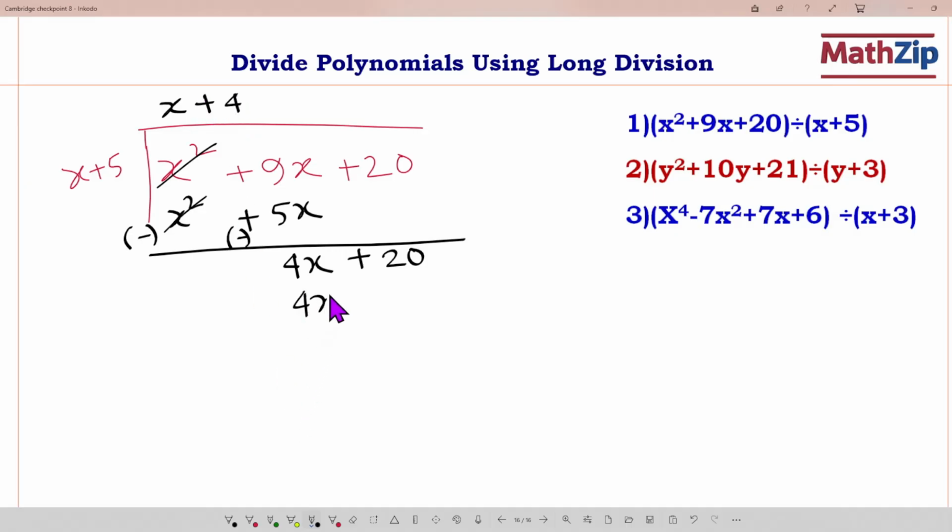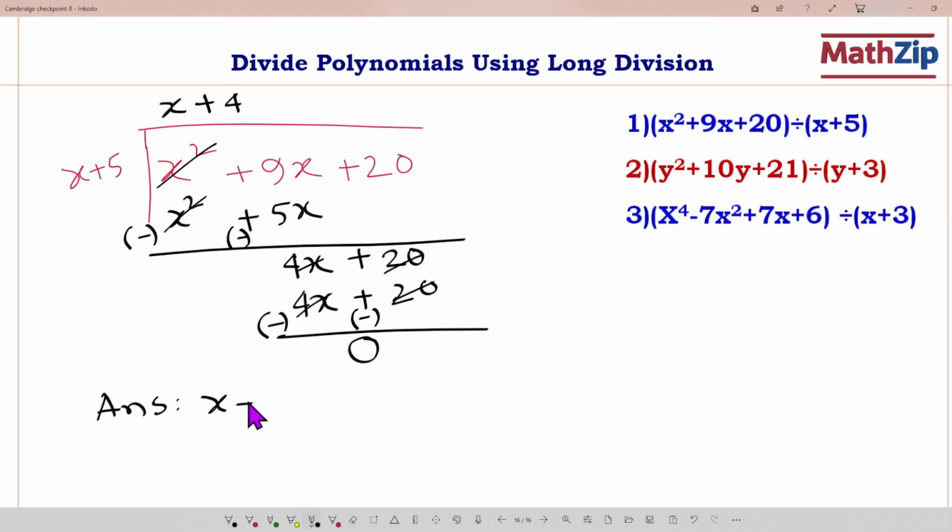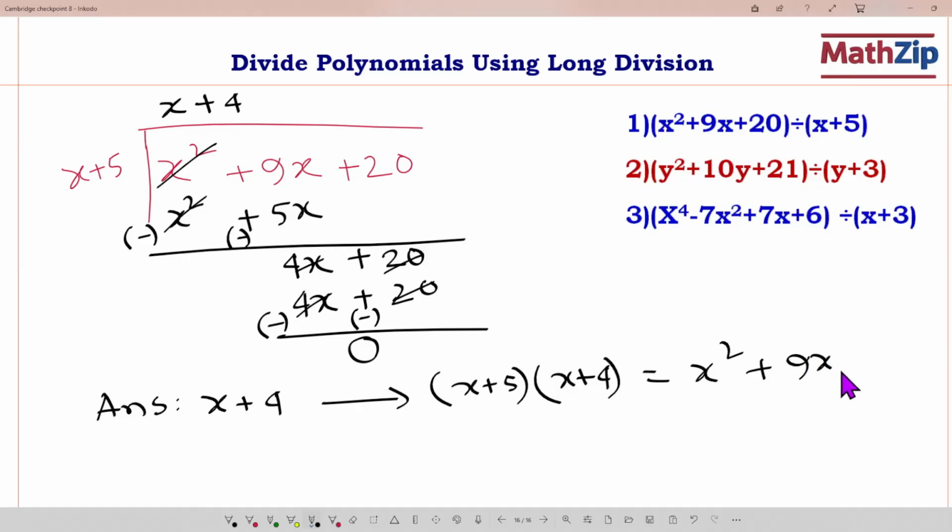So here is 4x. 4 times 5 is 20. And finally here is minus, here is minus. So this one out, 0. So our result, answer, x plus 5. Look, x plus 5 times x plus 4 should equal x square plus 9x plus 20. So first question answer done.